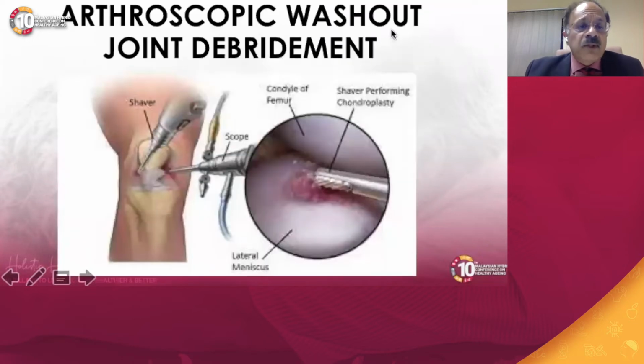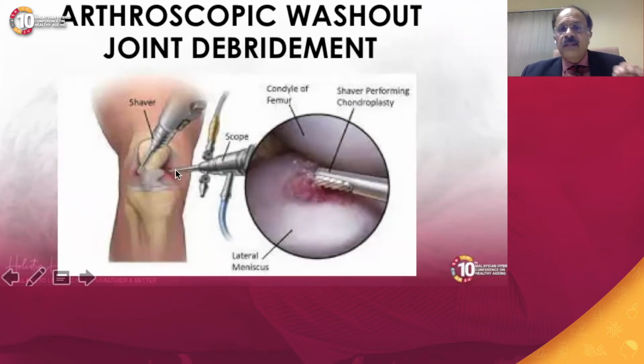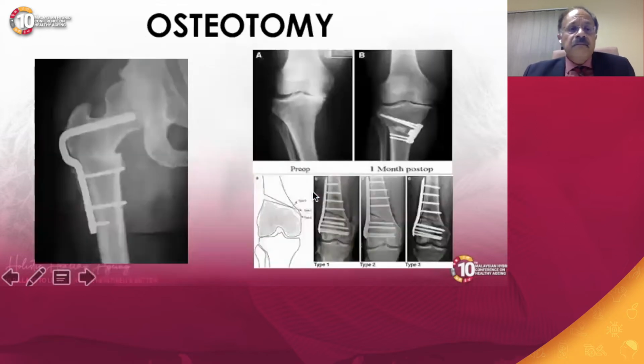Now, what is arthroscopic washout and joint debridement? Just by means of two 1-centimeter incisions on either side of the knee, we could introduce a scope with a small camera at the tip, where you can see the interiors of the joint. And using a shaver through the other little 1-centimeter incision, we could go in and do a lot of procedures. We could debride, meaning we could clean up the joint. We could clean it up of debris from inside. We could repair the minor tears that are there inside. And some patients do feel a lot better after this. So that is one of the procedures that are available.